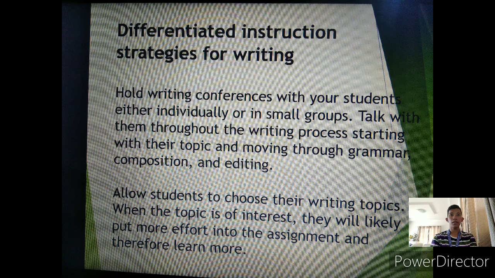Next is differentiated instruction strategies for writing. Hold writing conferences with your students either individually or in small groups. Talk with them throughout the writing process, starting with their topic and moving through grammar, composition, and editing. Allow students to choose their writing topics. When the topic is of interest, they will be likely to put more effort into the assignment and therefore learn more.